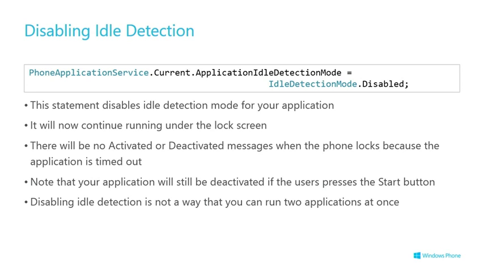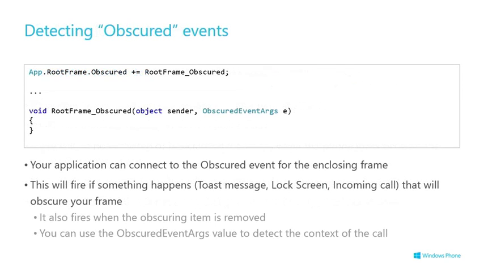Good. So anyway, if you want to keep running under the lock screen, you just have to put this line of magic into your code, disable the idle detection mode, and when you're done with whatever it is you don't want interrupted, you just simply enable it again. Of course, what you don't get is any activated or deactivated messages when this happens. But also note that other point, that your application will still be deactivated if the user presses the start button. So this is just for under the lock screen.